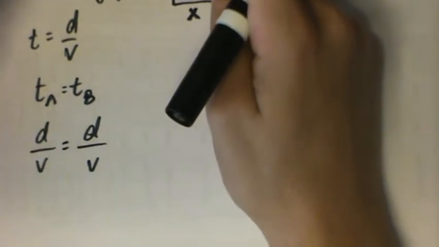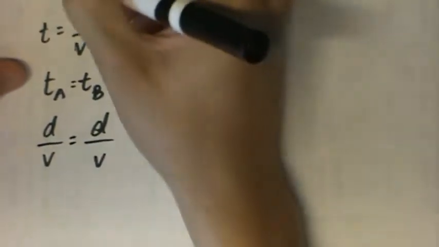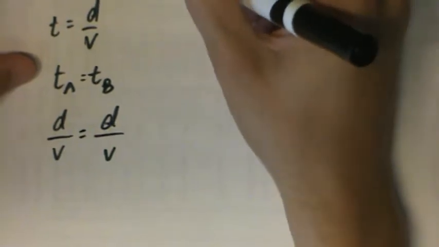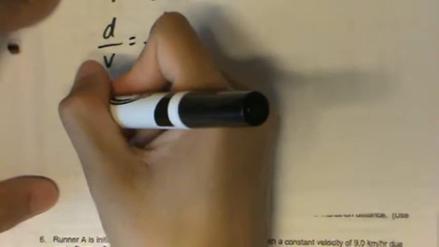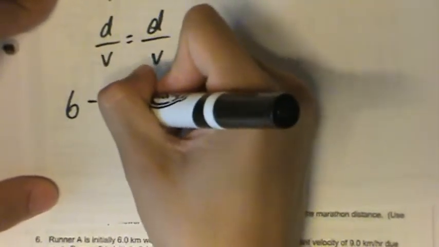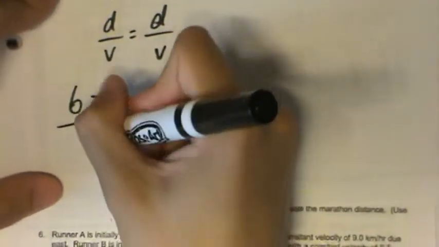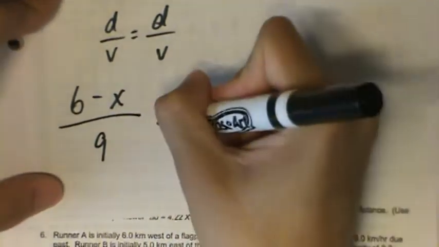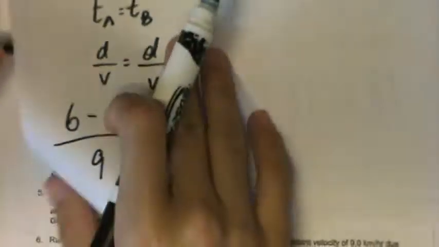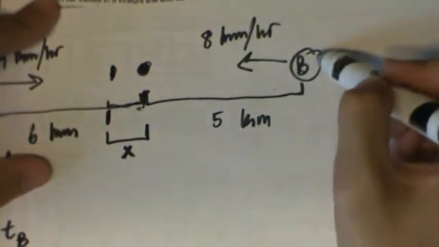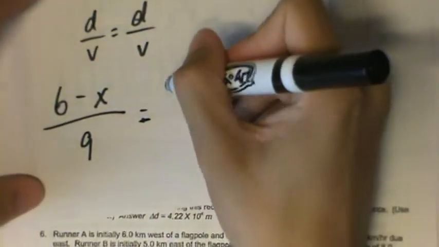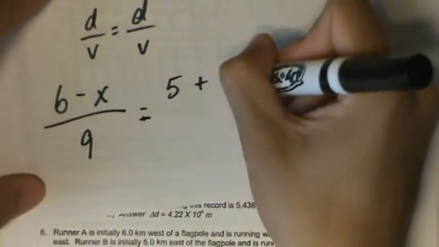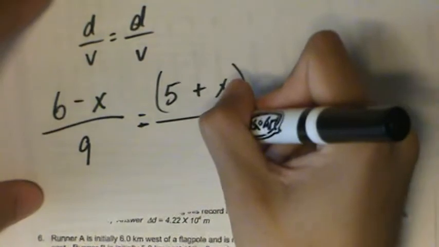So his displacement, at that point, he's going to have run a total of 6 kilometers minus the distance from the flagpole. So it's going to be 6 minus X over his velocity, which is 9. And we set that equal to runner B. In this case, runner B is going to run 5 kilometers plus the distance X. So 5 kilometers plus the distance X over his velocity of 8.